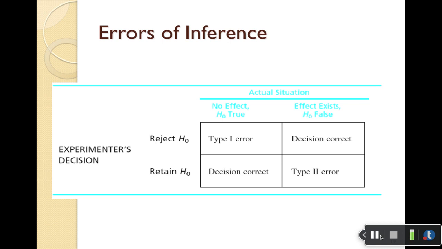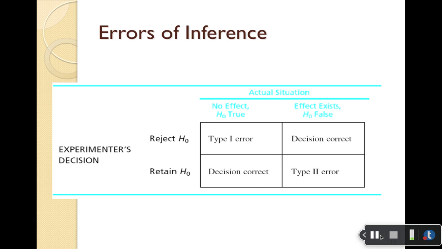A good example is the courtroom system. In America, a defendant is presumed innocent or not guilty. So our null hypothesis is not guilty, no guilt. If we reject the null hypothesis and convict you as guilty, if you actually are innocent, then we've made a type 1 error. On the other hand, if we find you not guilty, but it turns out you really are, then we would call that a type 2 error. We also call that an OJ error, if anyone's watching the OJ Simpson documentary.